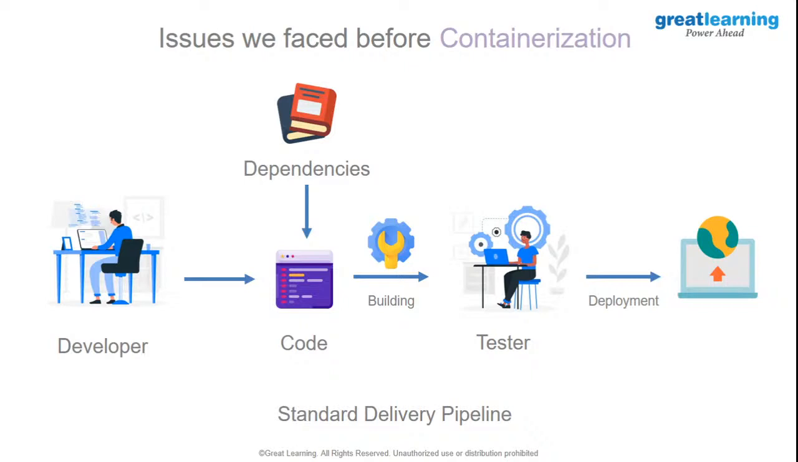So, the standard delivery pipeline. In software development, standard delivery pipelines look something like this: the developer writes the code and sends the code for building, and once it's built, the tester tests it, and once the tester approves it, it goes ahead for deployment.